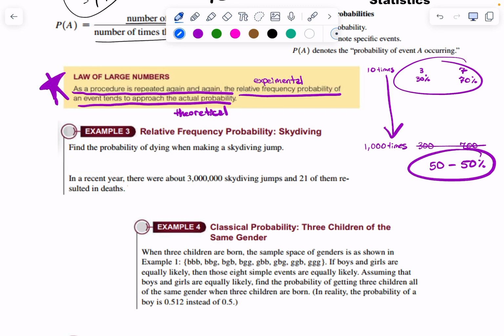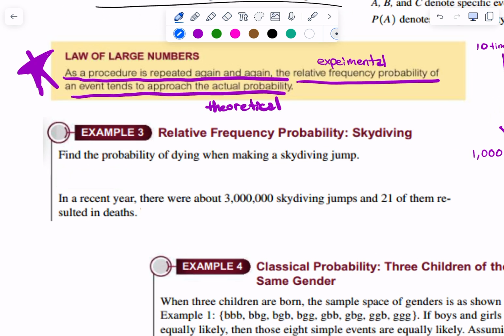I love some of the examples that they give here. This is great. Find the probability of dying when making a skydiving jump. In a recent year, 3 million skydivers jumped and 21 of them resulted in death. Find the probability of dying. So we would note that as probability of dying is equal to 21 over 3 million.